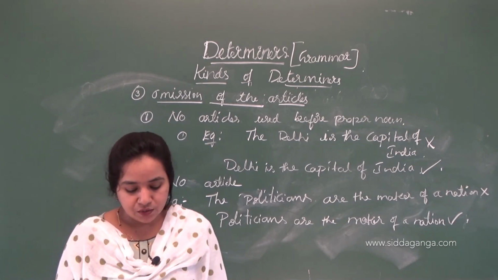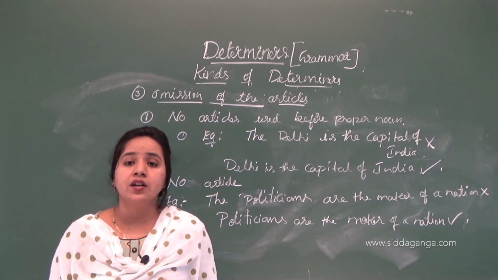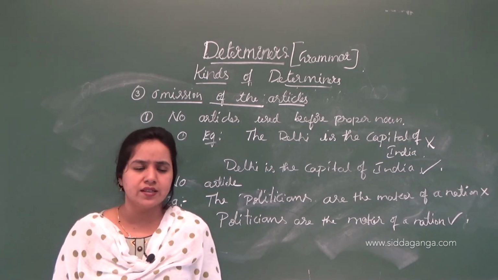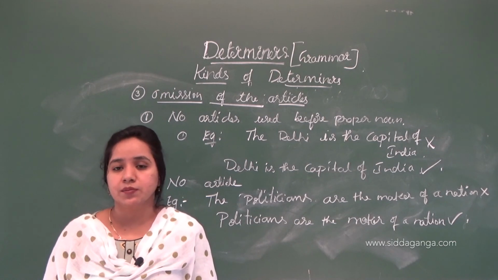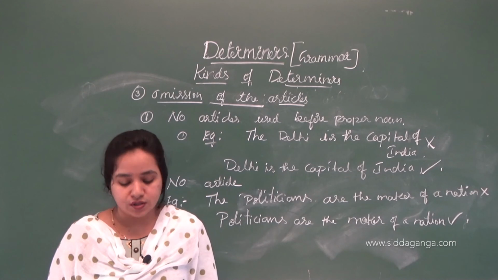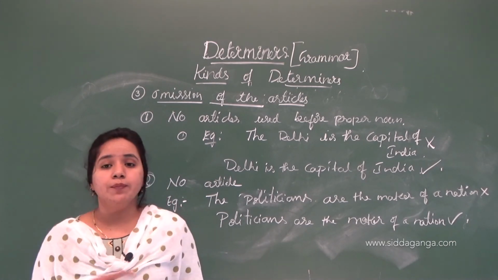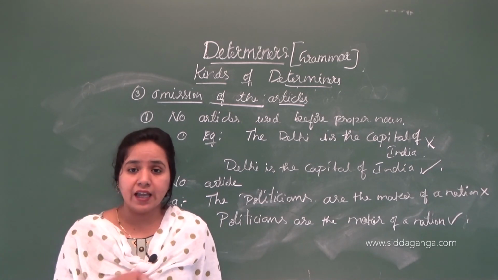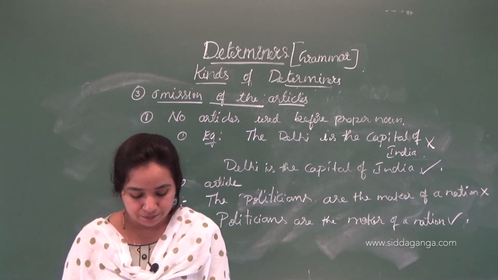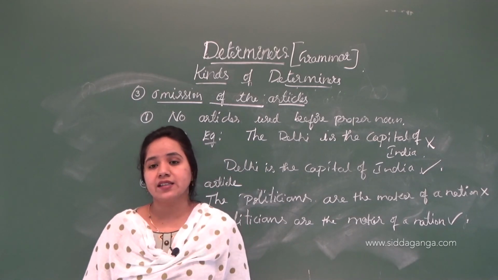No article is used with the names of regular meals. "The breakfast is ready on the table" can be simply "Breakfast is ready on the table." The next one: no article is used after "kind of" or "sort of". "What kind of a person is he?" Instead of using "a", you can say "What kind of person is he?" in question form.